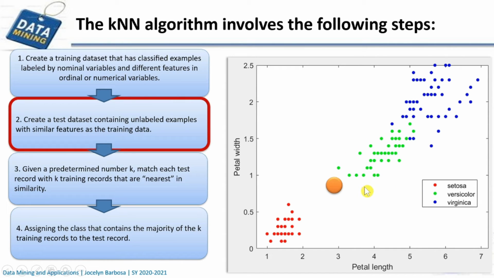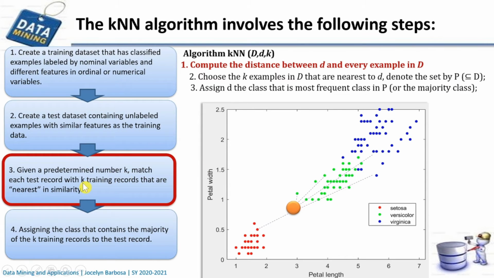The third step is, given a predetermined number k, because as we mentioned earlier, k is the number of nearest neighbors of a particular instance to be classified. So again, given a predetermined number k, we match each test record with k training records that are nearest in similarity. What does this mean?